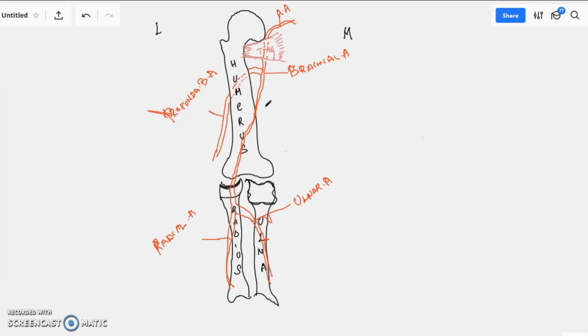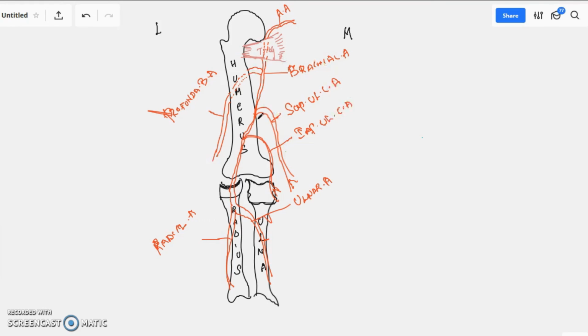Then we have other branches from the medial aspect. This is the medial aspect of the brachial artery. In the medial aspect we have the superior ulnar collateral artery, and then we have the inferior ulnar collateral artery. So these are the two branches arising from the medial aspect of the brachial artery. One is above, so we call it the superior ulnar collateral artery. The other is below, and we call it the inferior ulnar collateral artery.